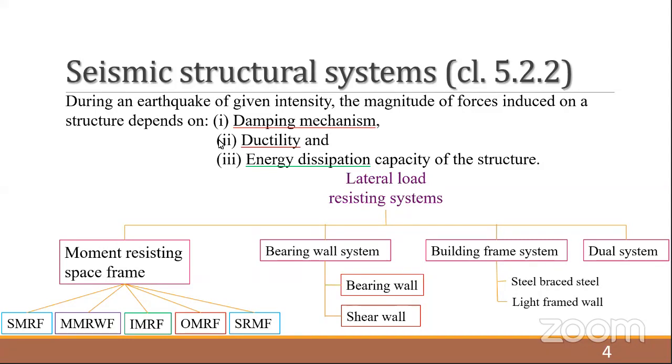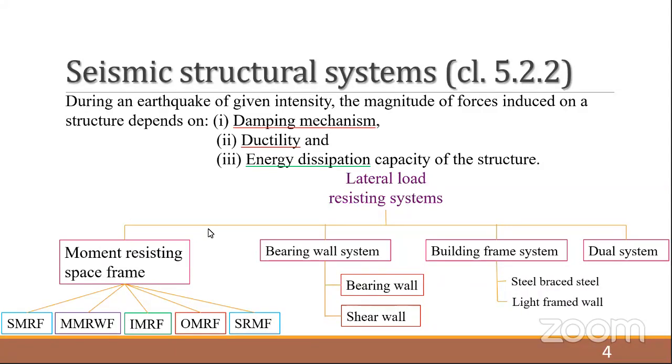The first type is the steel and concrete special moment resisting frame, which is SMRF. The second is the masonry moment resisting wall frame, which is MMRWF. The third is the concrete intermediate moment resisting frame, which is IMRF. The fourth is the steel or concrete ordinary moment resisting frame, which is OMRF. And the last is the special steel truss moment frame, which is STMF, as indicated there.